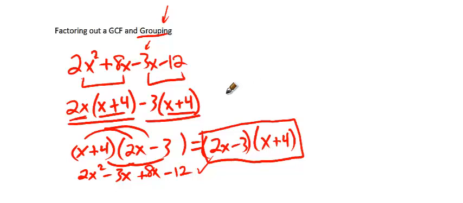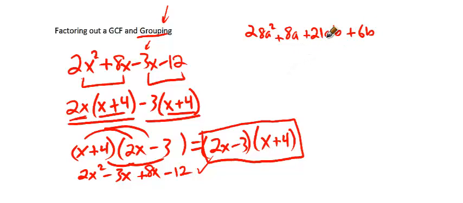Alright, let's try another one. Let's go with 28a squared plus 8a plus 21ab and plus 6b.